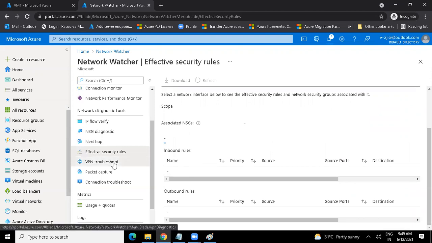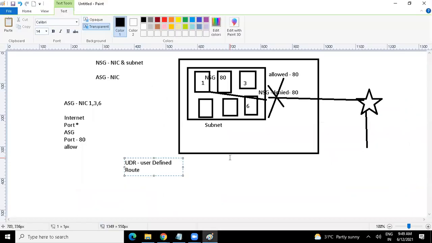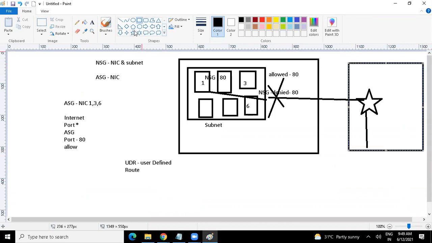Then we have something called VPN troubleshoot. VPN troubleshoot is like, let's say this is one network, and you have got one more network. How can we connect two networks? With the help of peering. We can also connect with the help of VNet to VNet connection. We create virtual network gateways. Let's say we have created virtual network gateways and we have built the connectivity.